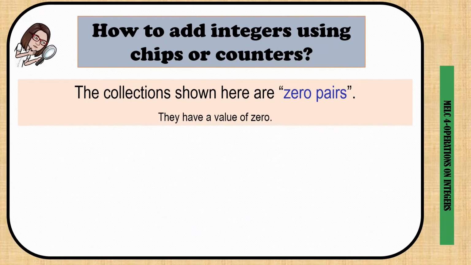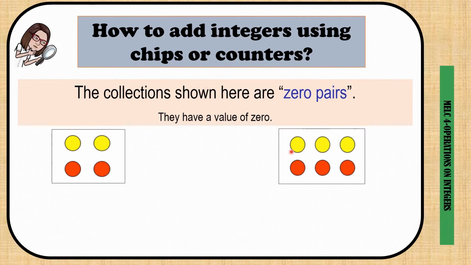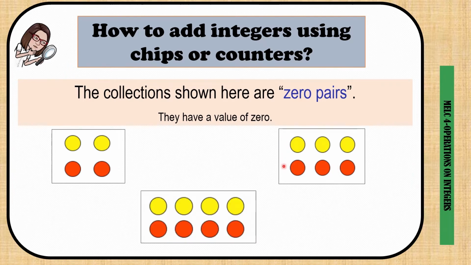The collections shown here are zero pairs. They have a value of 0. And you're going to observe why it becomes 0. So here's the first illustration. We have 2 yellow chips and 2 red chips. So this illustrates zero pairs. Another, you have 3 yellow chips and 3 red chips. So this will also give you zero pairs. Another one, you have here 4 yellow, which are positive chips, and 4 red chips, which are negative ones. So it seems that they are opposite.